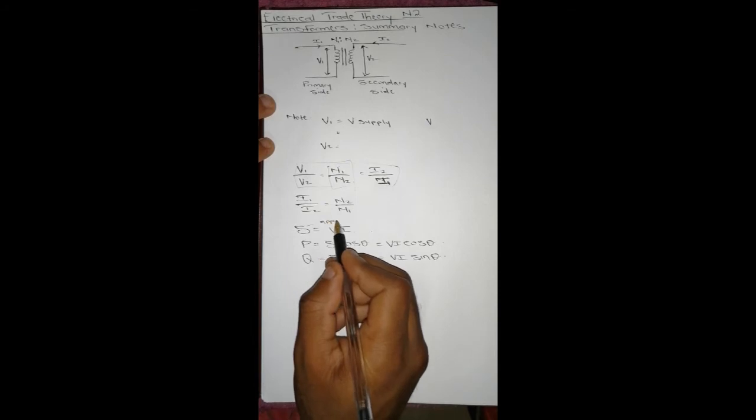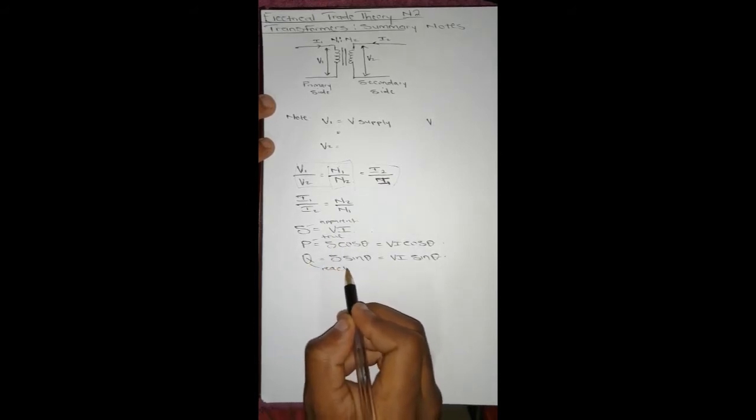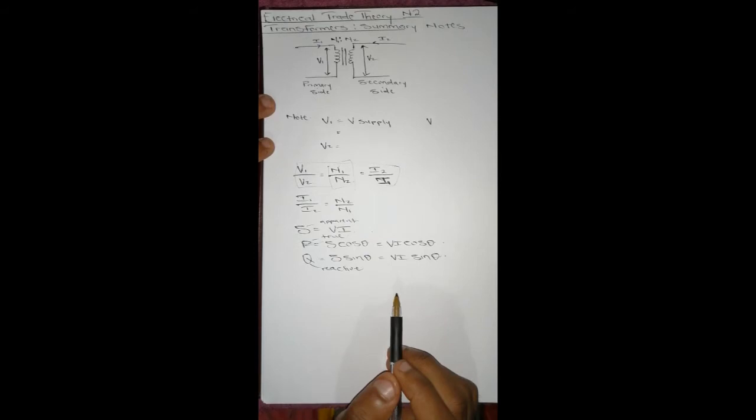And we also have the power formula, whereby the apparent power S equals VI, and P equals S cos theta, or we can say VI cos theta, and then Q equals S sine theta, which is VI sine theta. So this is the apparent power, this is the true power, and then this is the reactive power. This one is due to resistance, and this is due to capacitance and inductance.